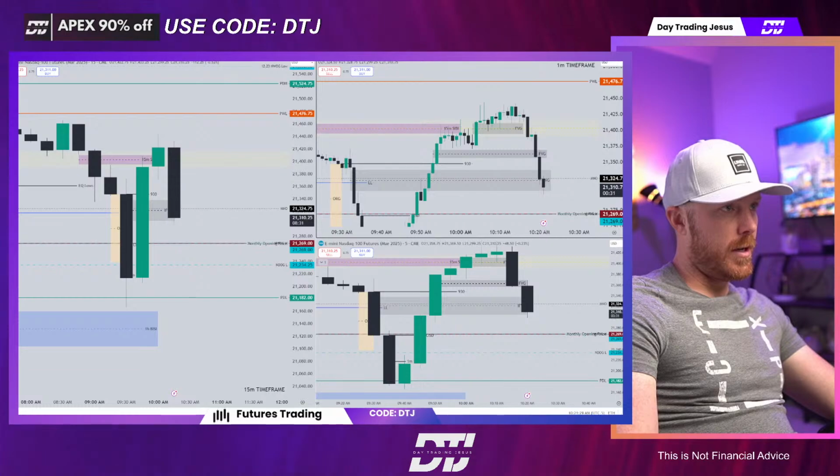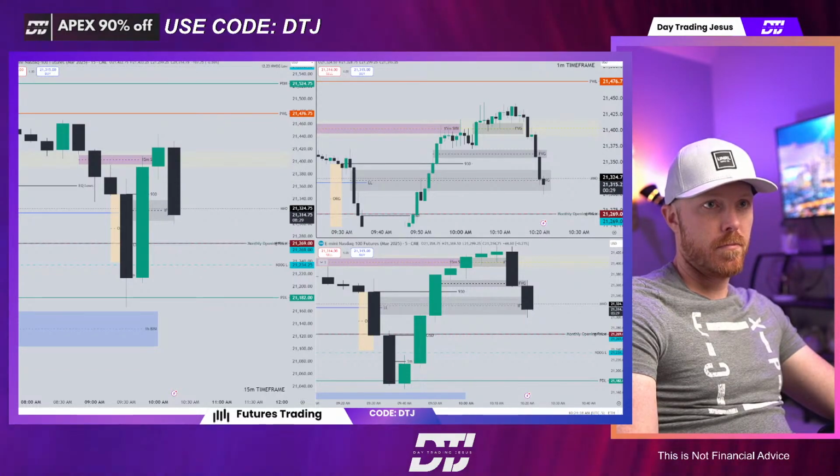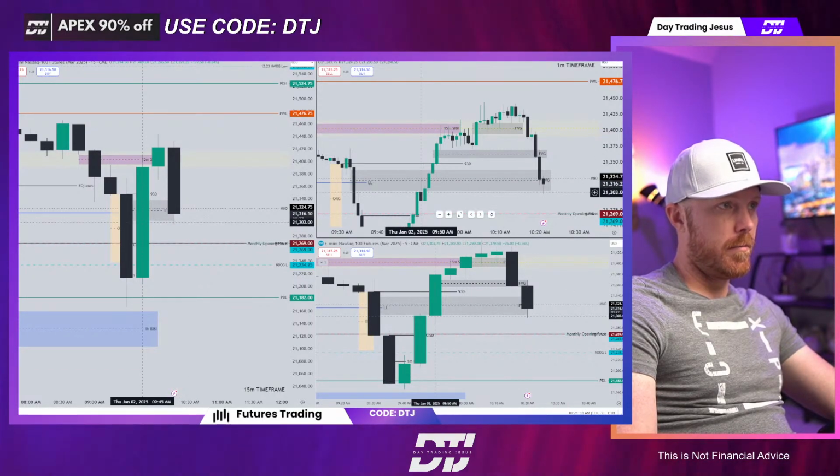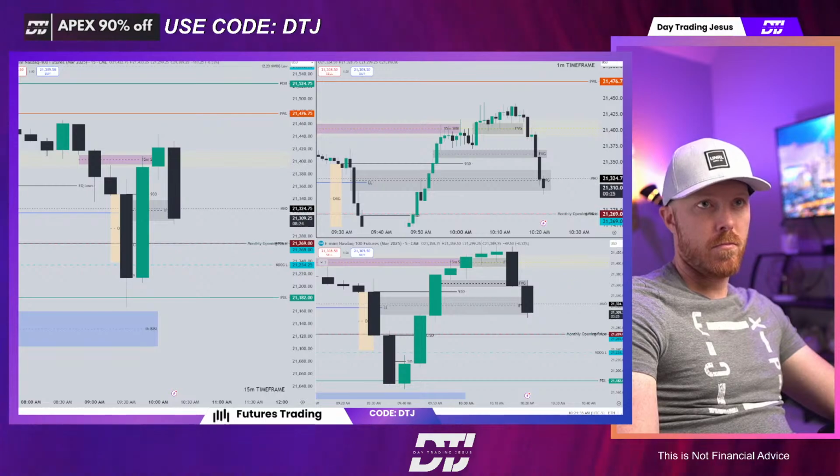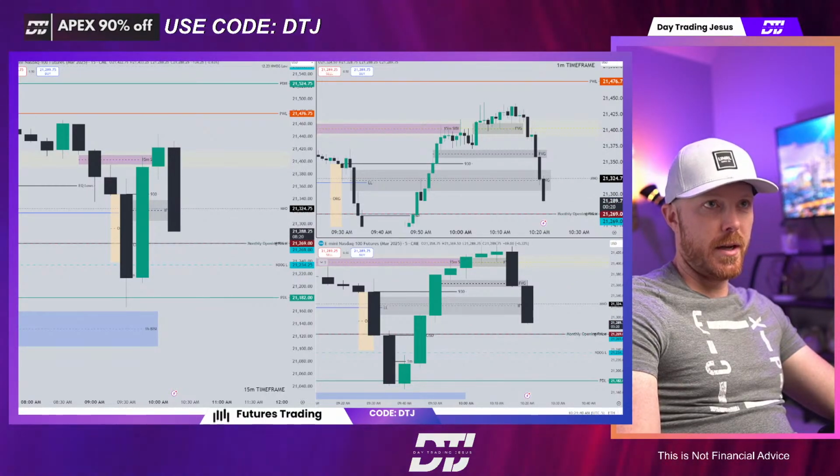Seeing how it reacts right here at this order block. Sitting right here. Looks like it wants to expand a little bit lower.